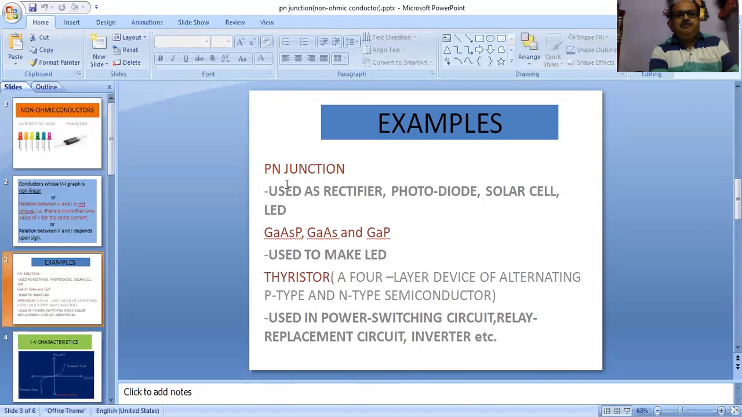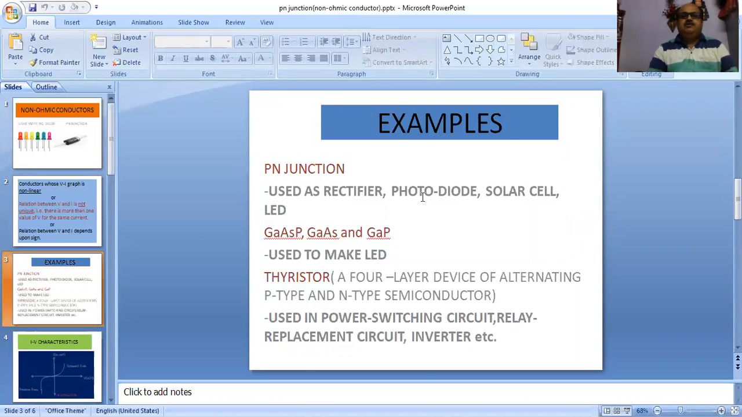First example, I have taken PN junction, which is used as a rectifier. A rectifier, as you know, converts AC into DC. Two types of DC are produced as an output in a rectifier. First is fluctuating DC and second is pulsating DC, about which we will study in the semiconductor device unit in detail.